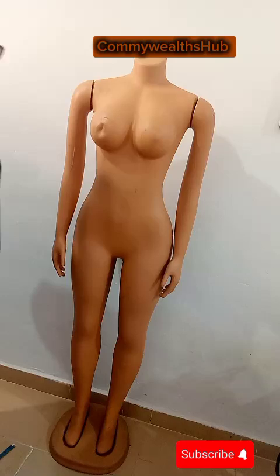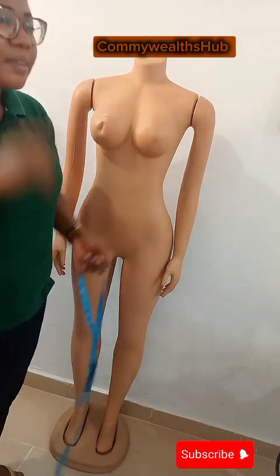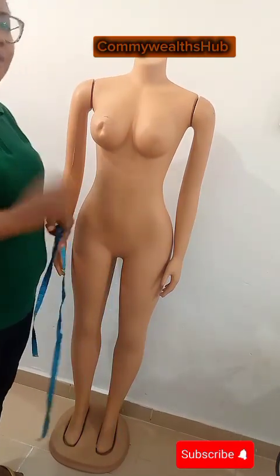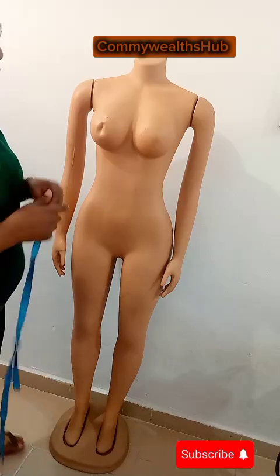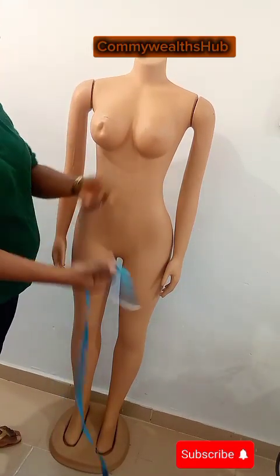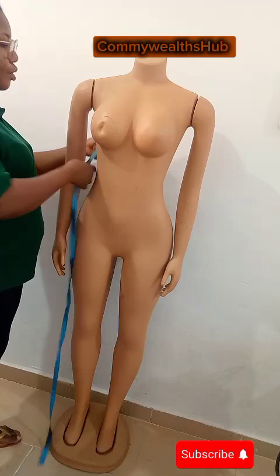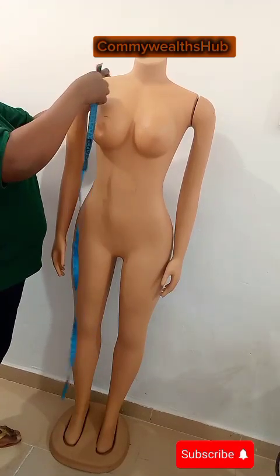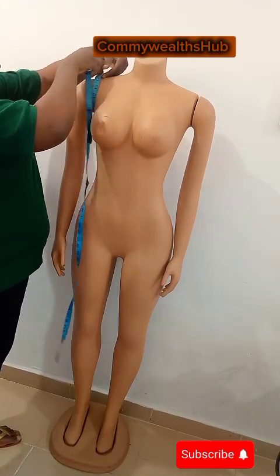It is very important, please and please, always measure your armhole circumference. And this is how to do it. You take your measuring tape from the starting point, and you go round. And you see what I'm doing.